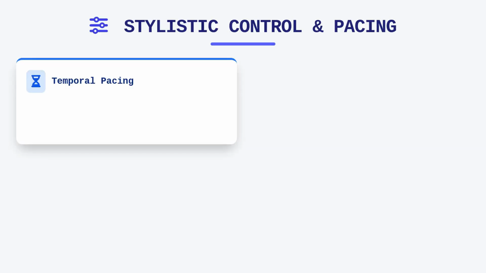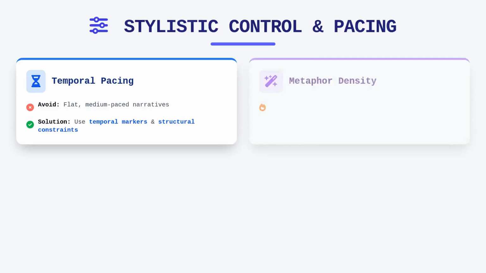Controlling the pacing and metaphor density requires a deliberate intervention in how the model parses your stylistic directives. If you simply ask for a story, you will likely receive a flat narrative that progresses at a medium pace without any meaningful variation in sensory description. To counteract this, you must explicitly encode pacing instructions directly into the prompt using temporal markers or structural constraints that dictate how much time passes between key events.